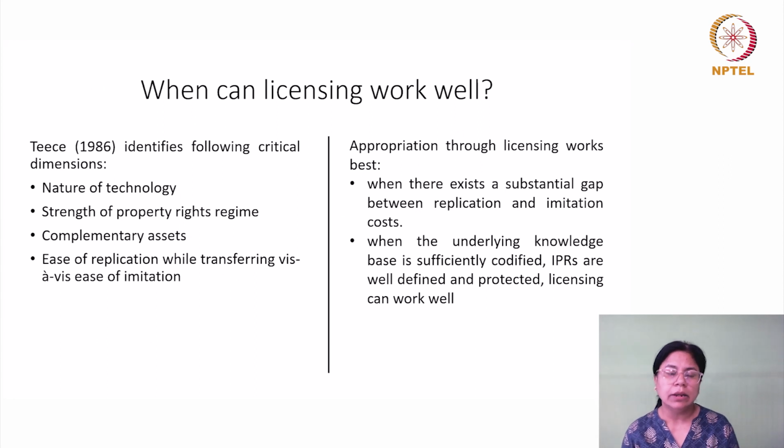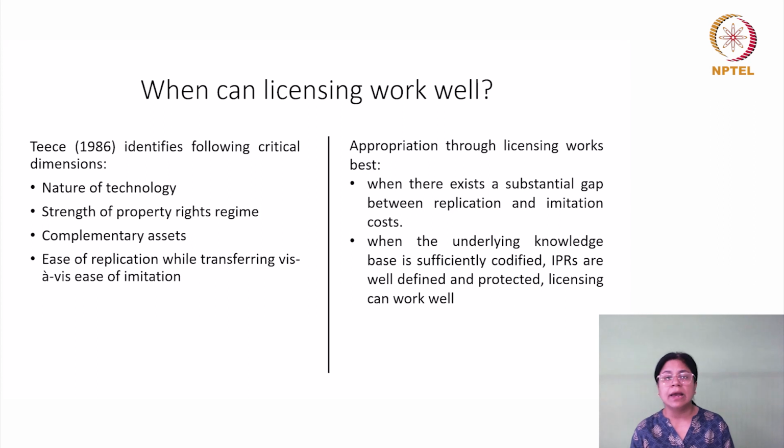So then one very natural question arises: when is it that licensing works better? Teece has identified that it will depend upon what kind of technology it is. Is it easily transferable? What is the strength of the intellectual property rights, which will give the confidence to the seller in terms of how much knowledge to transfer? What type of complementary assets would be required? Is it ease of replication while transferring vis-a-vis ease of imitation as such?